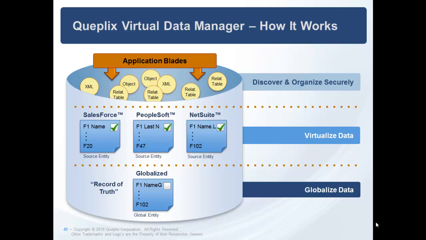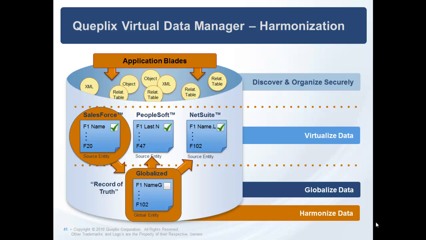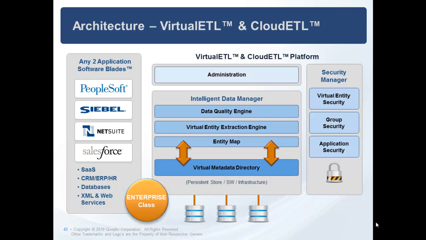You can say, this is the piece that I want to virtualize. I want to pull these columns into my data warehouse. Or this is the record of truth. When this business rule happens, migrate this record of truth into 3 other applications. And then transform them so the presentation is right, so they can move into these other apps. And that's how it works. The data becomes harmonized.